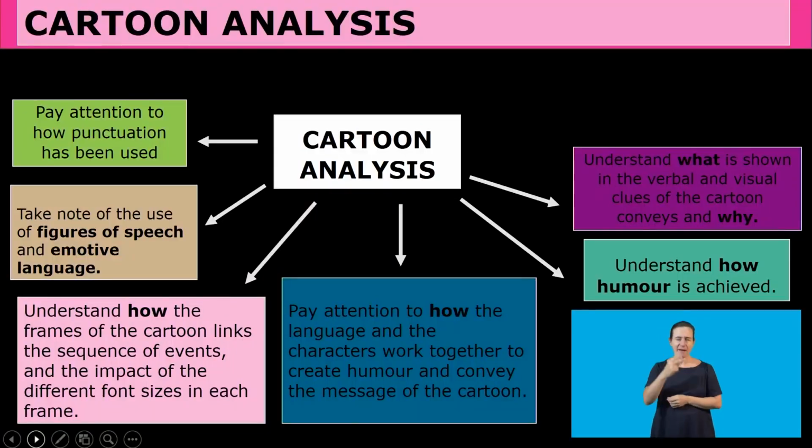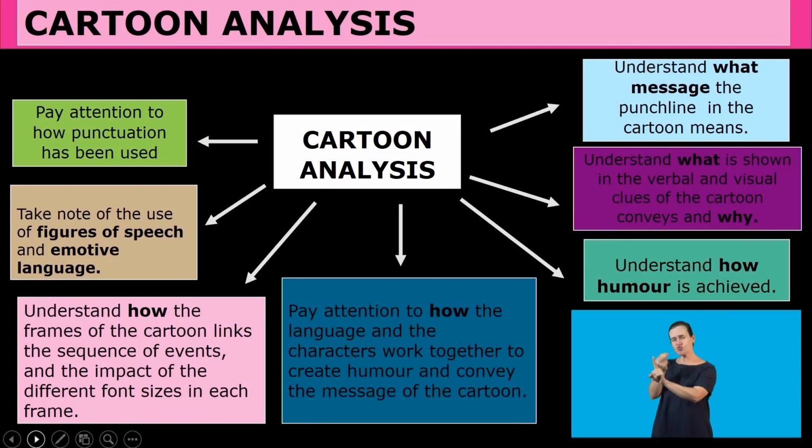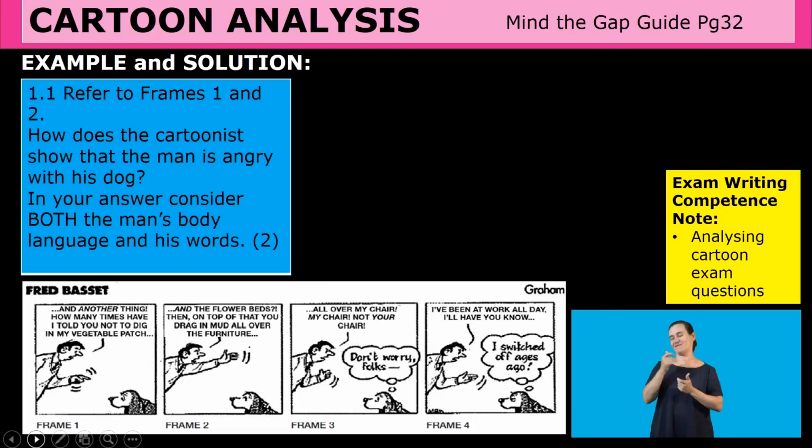Understand what is shown in the verbal as well as visual clues. Now remember, we distinctly identified your verbal and visual clues. Understand what message the punchline in the cartoon means. So that's where the humor is derived from. Okay, let's move on to a question and see if we are able to find the features of the cartoon, and also how to analyze it.